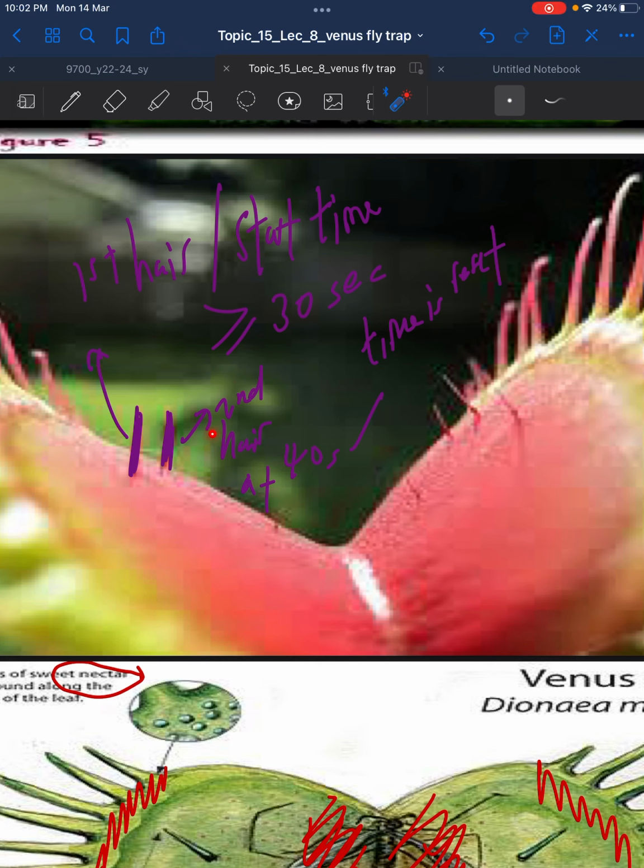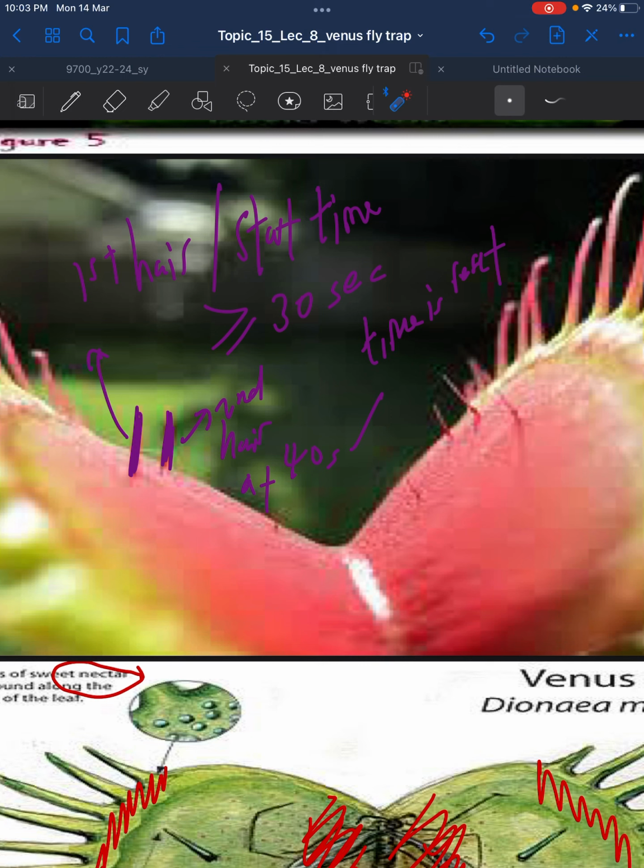So if another hair is deflected within the 30 seconds, then it will close. Anything beyond 30 seconds, if the second hair is deflected, then the time is reset back to 0. If you understand what I mean, the time is reset back to 0, and then it waits until it has another deflection within the 30 seconds.